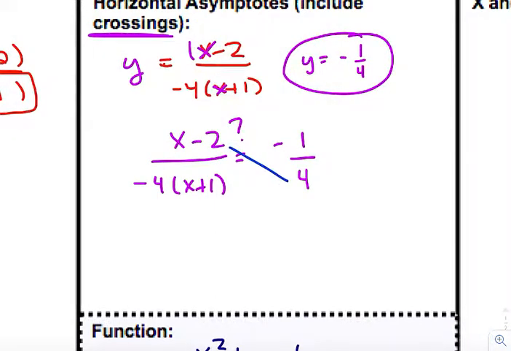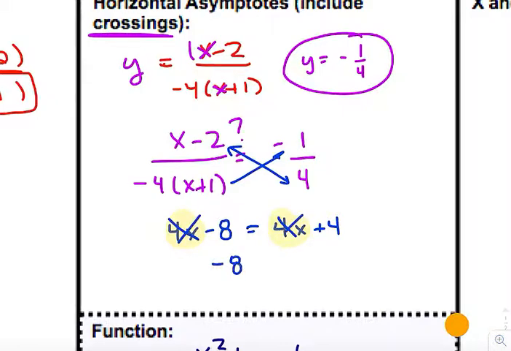And so we have multiplication this way, we'll end up with 4x minus 8. Multiplication this way, we end up with 4 times the quantity x plus 1, which we'll go ahead and multiply out as 4x plus 4. Now in solving, we can notice that we have 4x's on both sides, so essentially those cancel, and we're just left with -8 is equal to +4.